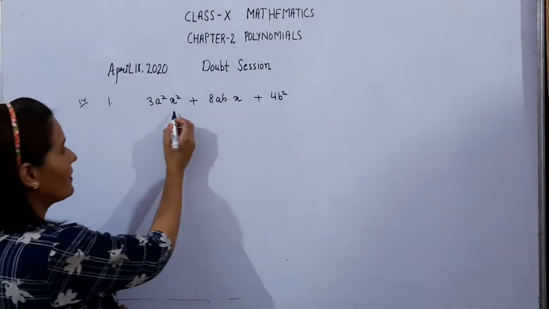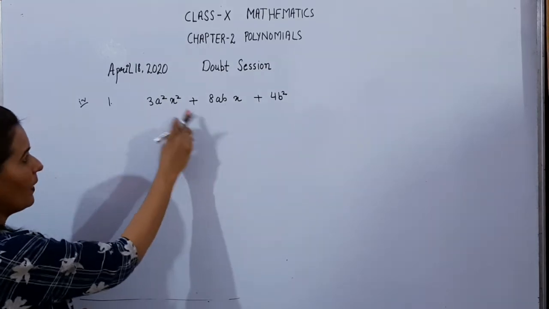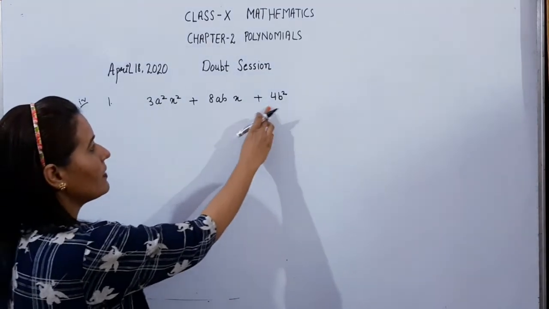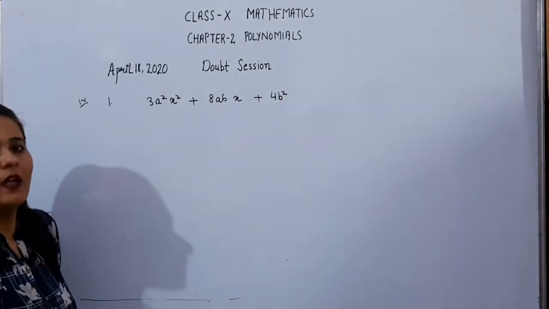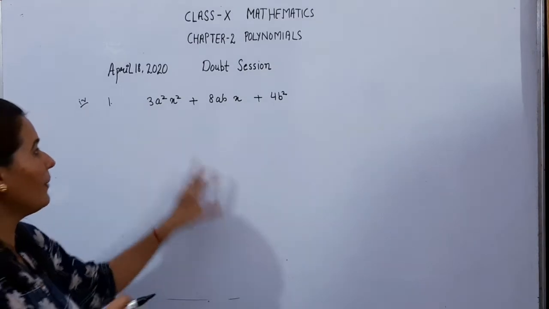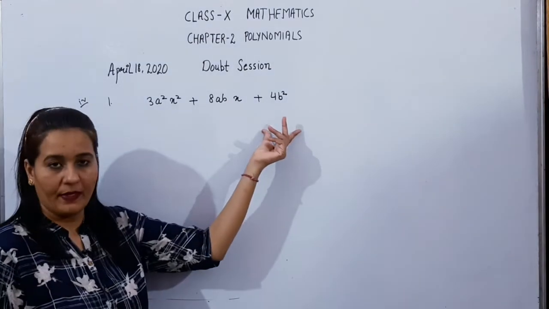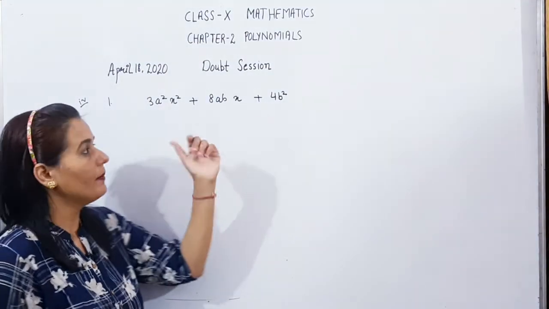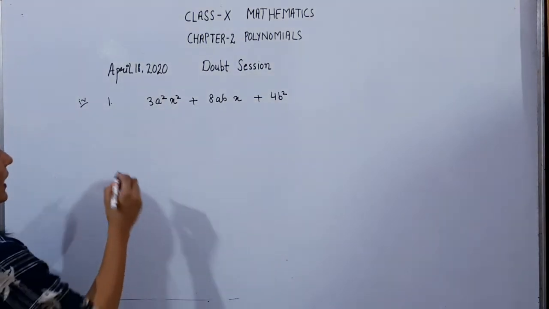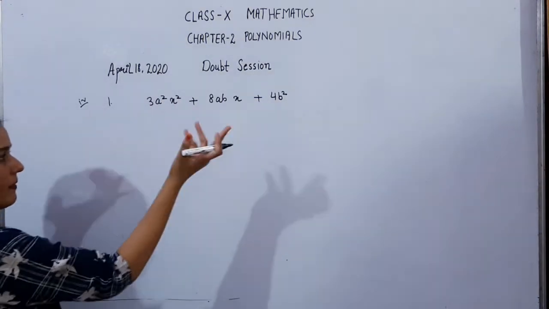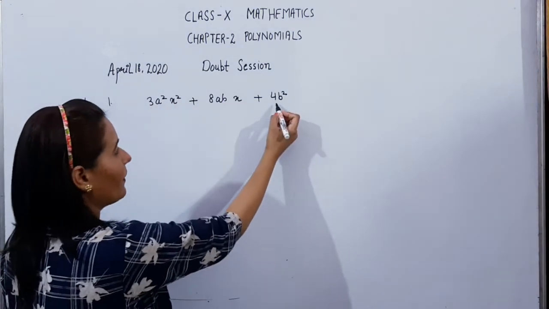The polynomial given to you was 3a square x square plus 8abx plus 4b square, right? What you are finding problematic is how to separate this polynomial, separating the middle term, okay? So I'll tell you, it will be the same as we have done in the rest of the questions.